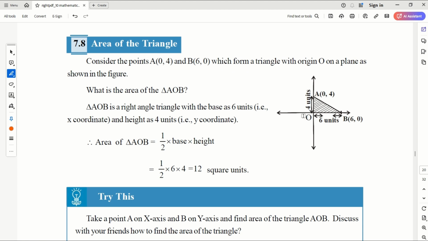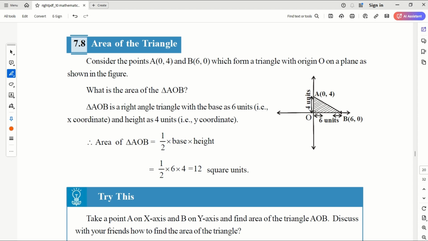Now what is the area of the triangle? This is to begin to calculate the area of a triangle. We'll go step by step and calculate for any triangle, not only a right angle triangle, not only the triangle where one of the vertices is the origin. We will go step by step. So in this case, it is very easy.